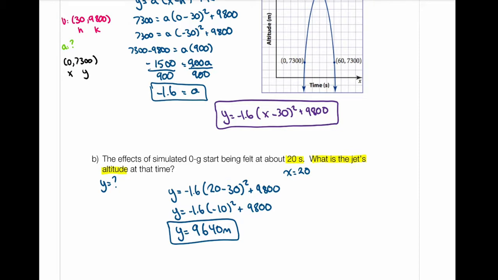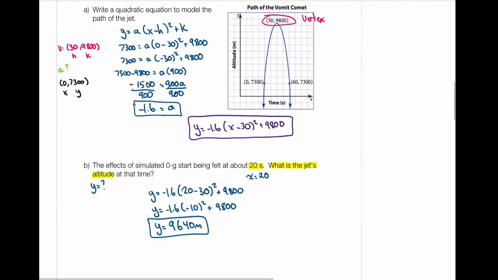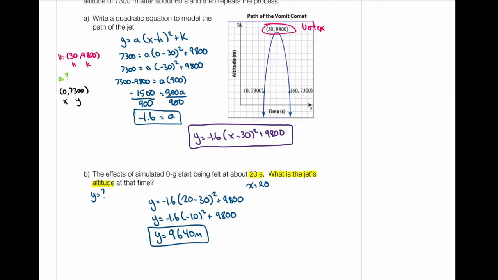So again, just another scenario. Here we didn't have to create our table of values, but we did have some key points that we could use to come up with our equation. And then we use that equation now to find a value at a specific point.